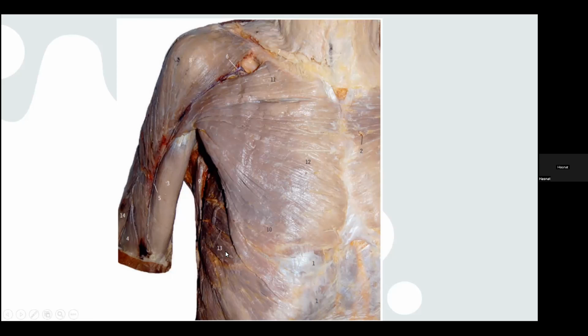So identify number 13. Number 13 is serratus anterior. Okay. So what is the nerve supply of this? Long thoracic nerve. Okay. What will be the result if it gets injured? Winging of medial border of scapula. Okay. What is the action of serratus anterior? Serratus anterior will do internal rotation of the scapula, and pushing something upward, forward.